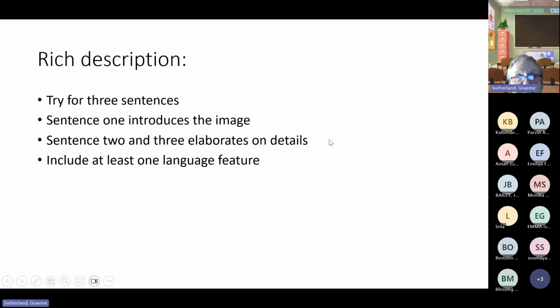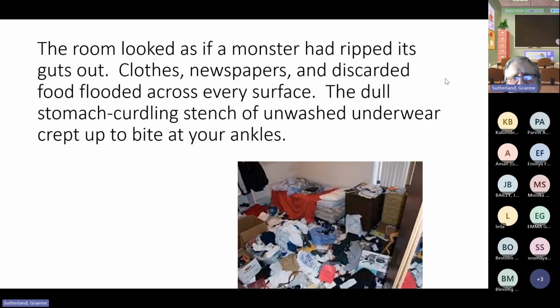I mean, this was my little attempt at it. I did it very quickly, but: the room looked as if a monster had ripped its guts out. Clothes, newspapers, discarded food flooded across every surface. The dull, stomach-curdling stench of unwashed underwear crept up to bite at your ankles. So I'm just bringing things to life with metaphor and with imagery. Like a monster had ripped its guts out, so it's an animal that's been torn apart.